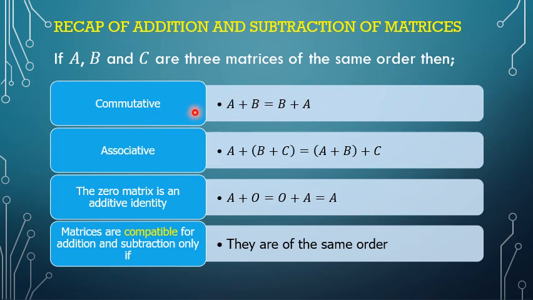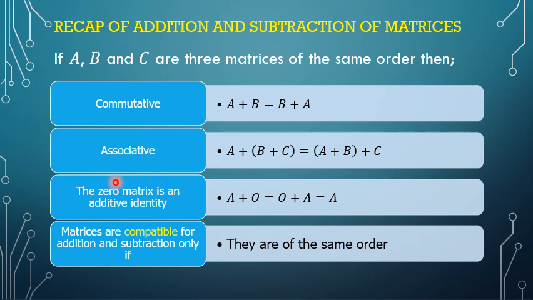But for subtraction, the commutative law does not apply. Matrix A minus matrix B will not be equal to matrix B minus matrix A. We also say that matrix addition is associative, which is also not true in matrix subtraction. So for matrix addition to be associative, matrix A plus matrix B plus matrix C will be the same as taking matrix B plus matrix C and then adding the sum to matrix A. Or you take matrix A, add it to matrix B, and then add the whole sum to matrix C. It will give you the same result.